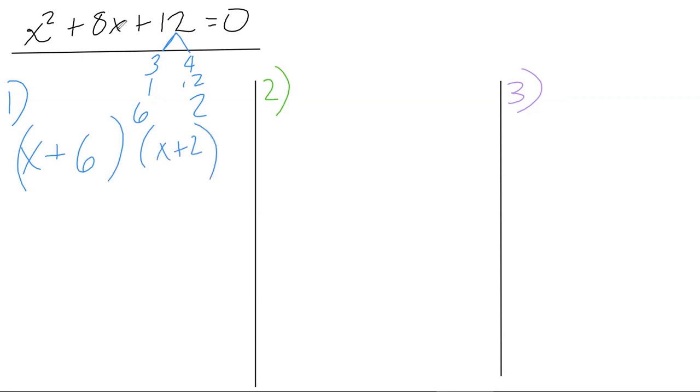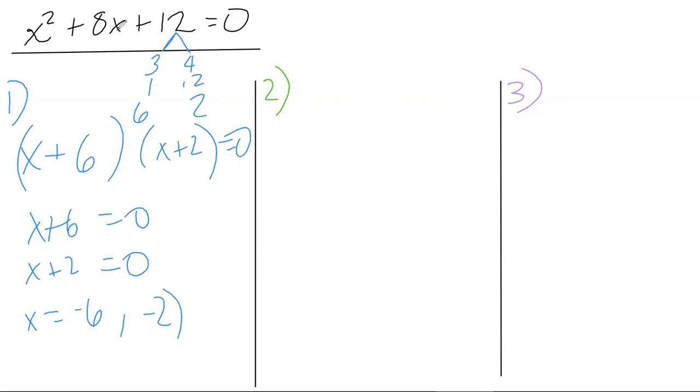Now with this, we have x plus 6 is equal to 0, and x plus 2 is equal to 0. And so we get x is equal to negative 6 and negative 2.